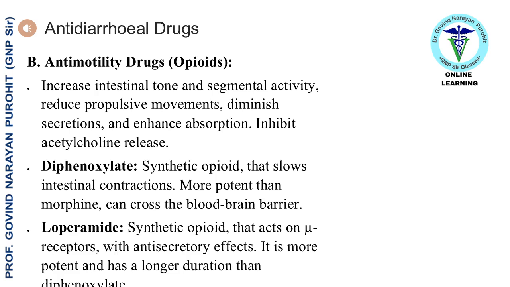Inhibit acetylcholine release. Diphenoxylate, synthetic opioid, that slows intestinal contractions. More potent than morphine, can cross the blood-brain barrier. Loperamide, synthetic opioid, that acts on mu receptors, with anti-secretory effects. It is more potent and has a longer duration than diphenoxylate.